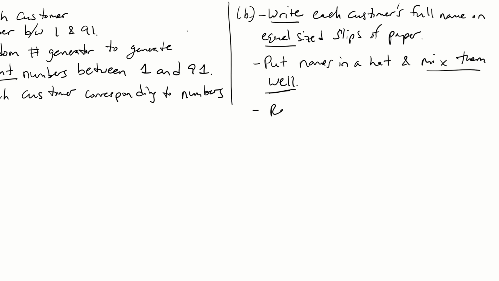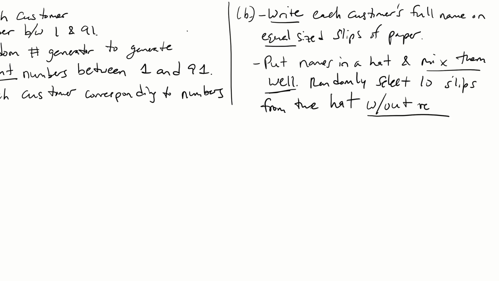Now you're going to randomly select. I'm going to include this with this process. Randomly select 10 slips of paper, or 10 slips, from the hat. Now this is key: without replacing them. You do not want to take a slip, record the name, and put it back. You want to select them without replacement. You don't want to put them back in the hat.